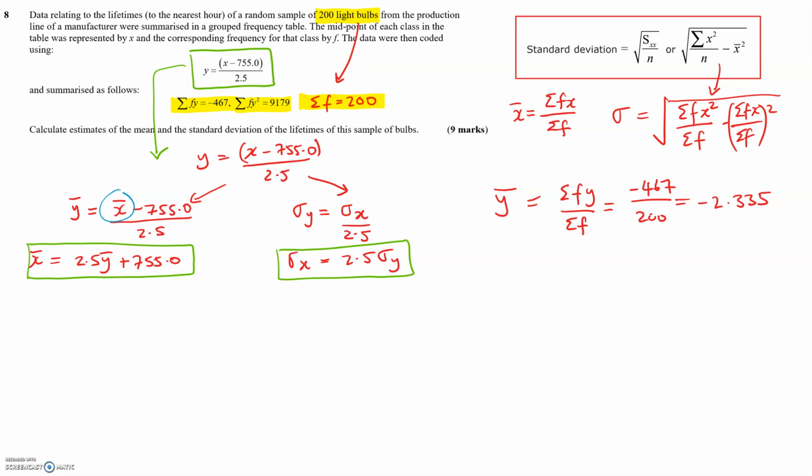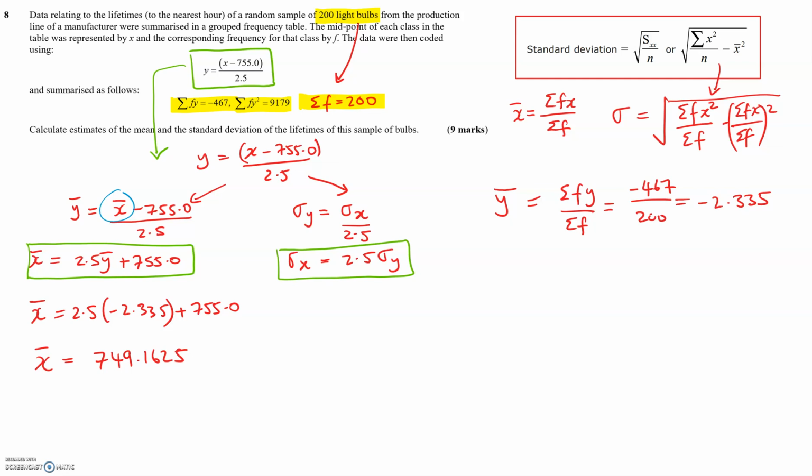So I can go ahead and put that in the coding formula now. The mean of X, which is X bar, is going to be 2.5 times Y bar, which is this, plus 755. So X bar is 749.1625. I'll just write down everything there. I can do the same for the standard deviation now.